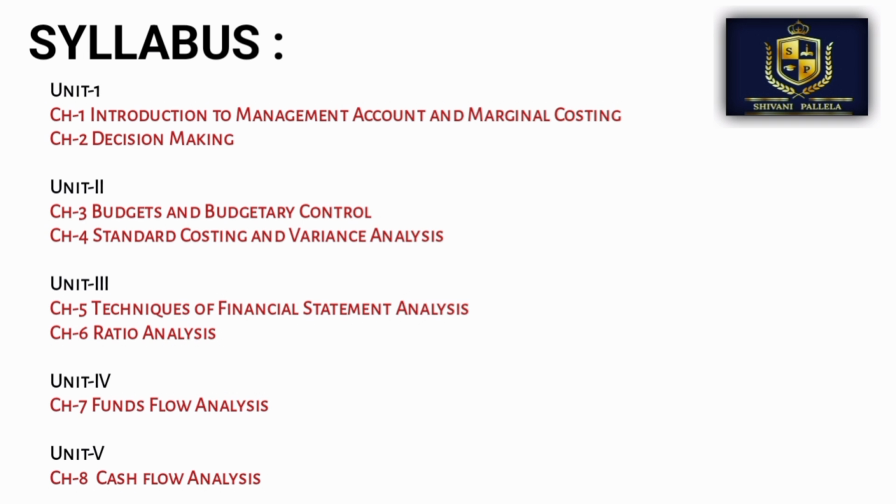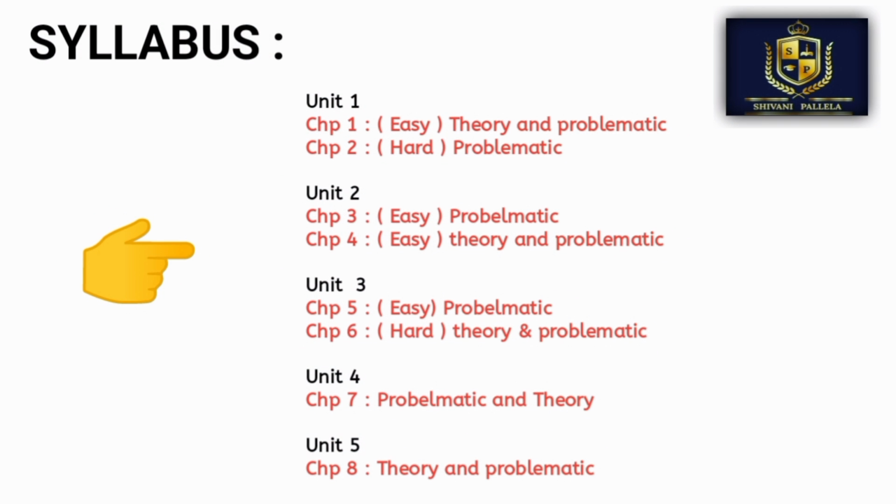So out of all units, I am telling which unit is easy and which unit is hard. Chapter 1 is easy compared to chapter 2, because in the decision making chapter we have plenty of problematic questions and formulas also, like make or buy, right? So compared to chapter 1 and chapter 2, chapter 1 is easy. In chapter 1 they may ask a theory question or else a problematic question. Both are easy, theory as well as problematic. And in unit number 2, out of chapter 3 and chapter 4, compared to standard costing, budget and budgetary control is very easy.